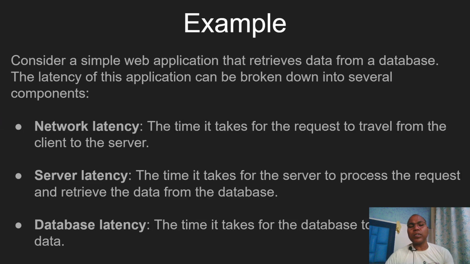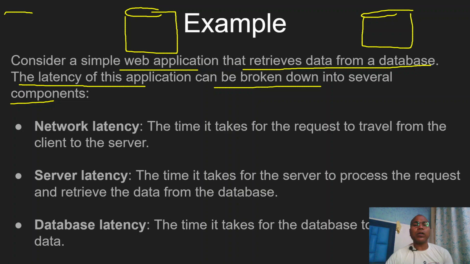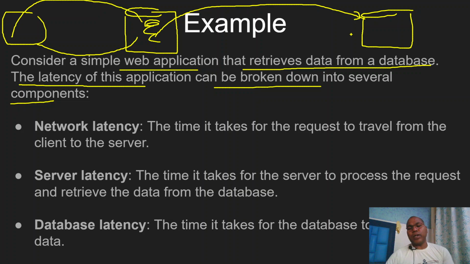If we take an example, a simple web application that receives requests and reads from a database, the latency of this application can be broken down into several components. Here is your application, here your database server, and here your clients. The client sends a request to the server, and the server responds. But your application requires some server data, so it calls the remote database, and the database is very far away. So again a call. What happens here? Multiple levels of latency are introduced, right?